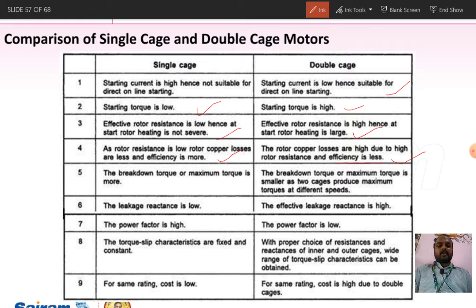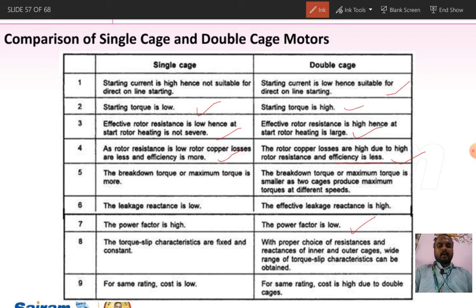And breakdown torque or maximum torque is more. Here breakdown torque or maximum torque is smaller, as two cases produce the maximum torque at different speeds. So breakdown torque and maximum torque is smaller in double case type rotor. And leakage reactance is low, and leakage reactance is high. Power factor is high in single case type rotor, and double case type rotor power factor is low.